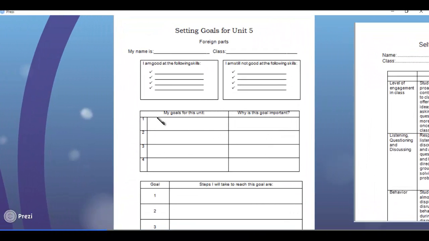And this is the goal setting assessment. Using this assessment, students will have a chance to look back on their previous studying, to identify which skill and aspect they are good at and which they are not. They also have to set goals for the units they are going to study. The goals are required to be specific and practical.